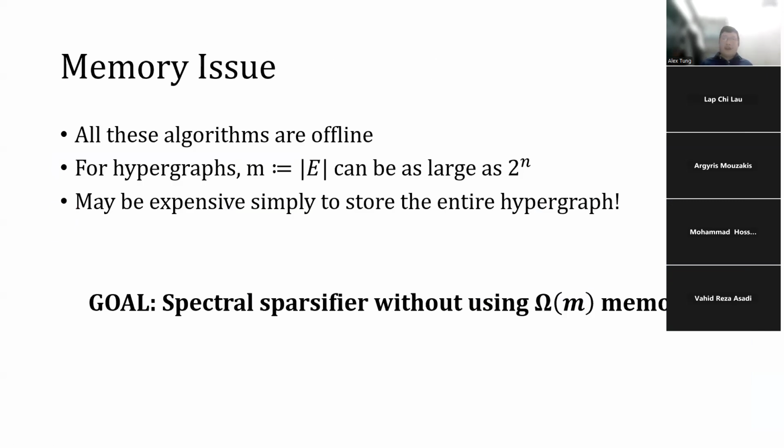One issue here is that all these algorithms are offline. That means in order to compute the sparsifier, they need to first read in the entire hypergraph. For hypergraphs, this could be an issue because the number of hyperedges, m, can be exponential in the number of vertices. So it could be expensive simply to store the hypergraph. One goal here is to devise an algorithm for spectral sparsifiers without having to see all the hyperedges.